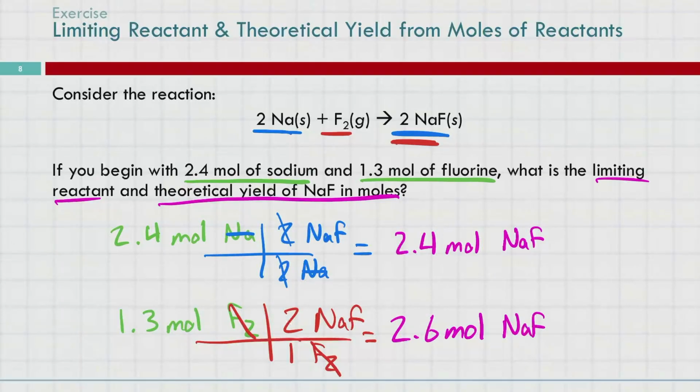To figure out which is the limiting reactant, we look at which number is smaller, the smaller number here being 2.4 moles of NaF, the top number. And so that is going to be our theoretical yield. And the reactant that went into making this amount of sodium fluoride was sodium, and so sodium is our limiting reactant.